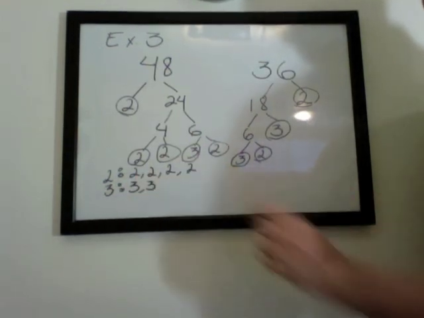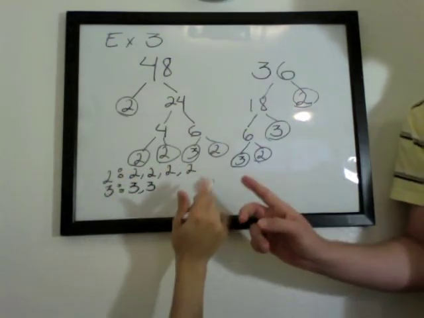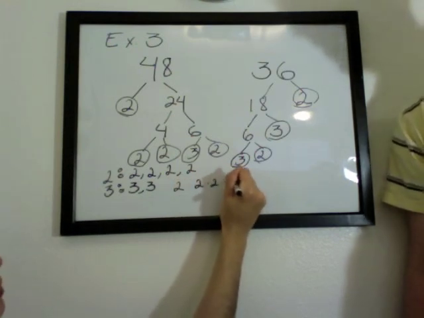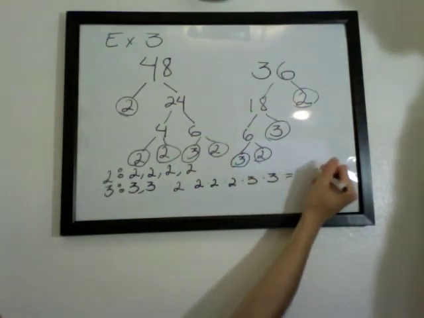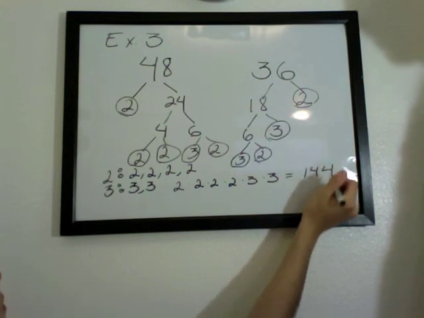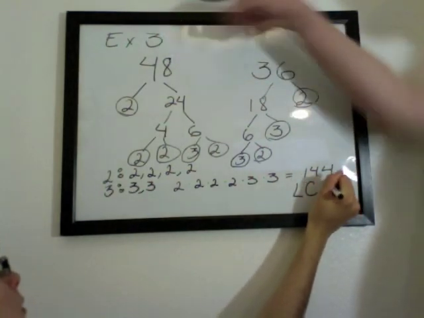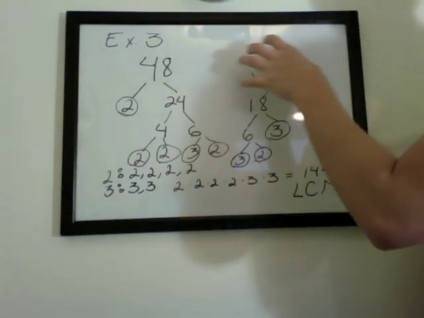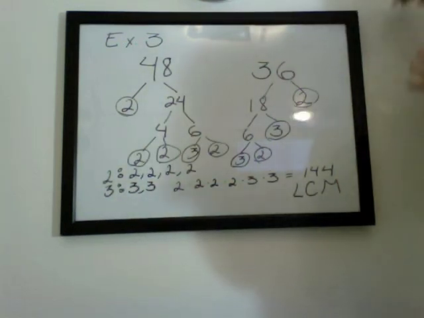Okay, now we're going to multiply. We're going to multiply these numbers together. So 2 times 2 times 2 times 2, times 3 times 3. If you multiply that all together, you should get 144. That's pretty cool. And that is the least common multiple of these two numbers. So if you took multiples of 48, you make a whole list of that. You take the whole list of 36, you make a whole list of that, and then you look at the common multiples they each have. The lowest one will be 144.